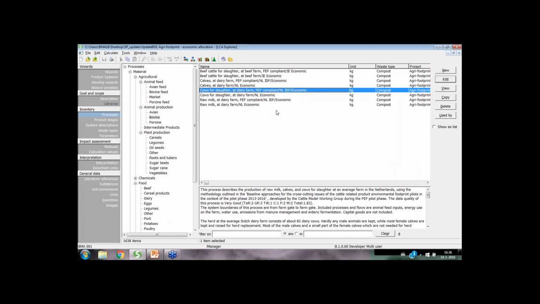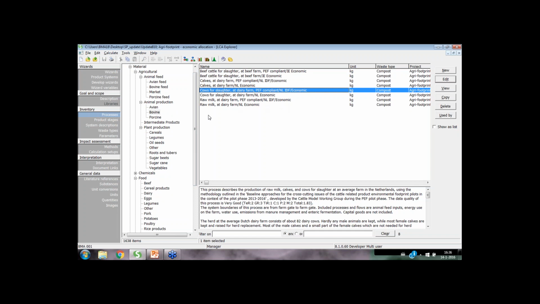Another important thing to say here is that only the farm, the dairy farm itself, is allocated using IDF, but the rest of the supply chain is still modeled using economic allocation or mass or energy, depending on which library you select. So this is just a really brief overview of what the Agri-footprint 2.0 looks like in SimaPro.